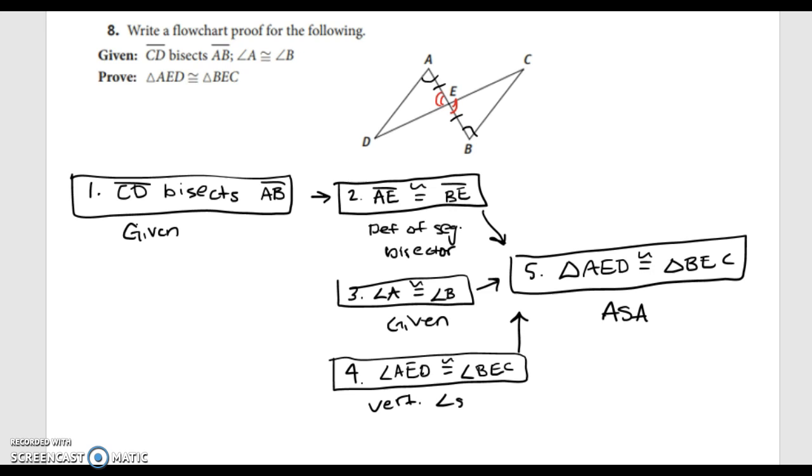I hope that this helped you understand the three different types of proofs and the different pros and cons of each, and I hope that you have a good rest of your day.